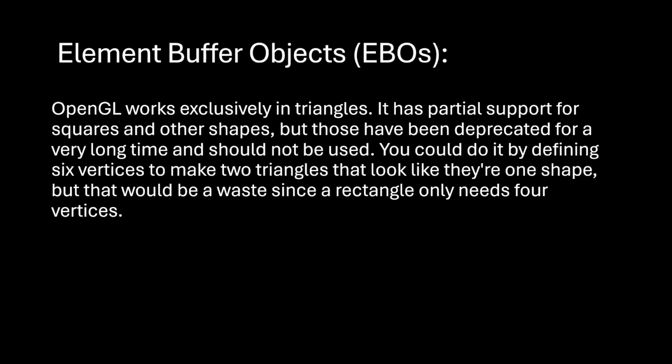Next one is element buffer objects. OpenGL works exclusively in triangles. It has partial support for squares and other shapes, but those have been deprecated for a very long time and should not be used. You could do it by defining 6 vertices to make 2 triangles that look like they're one shape, but that would be a waste of time since a rectangle only needs 4 vertices. So, element buffer objects store indices that define which vertices make up each primitive. This facilitates the use of indexed drawing, reducing the redundancy of vertex data.